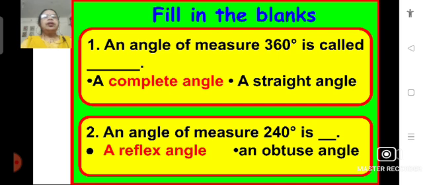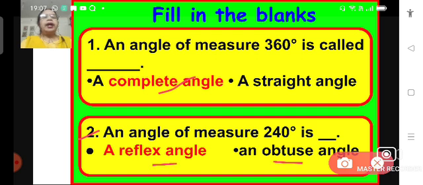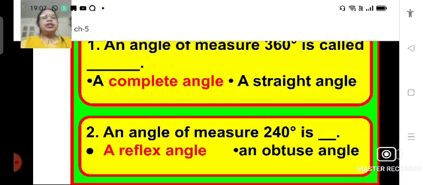Next question is fill in the blanks. First one, an angle of measure 360 degree is called a complete angle. We know that angle of measure 360 degree is a complete angle. Second one, an angle of measure 240 degree is a reflex angle or obtuse angle. We know that angle of measure more than 180 degree is a reflex angle. So this is a reflex angle. Reflex angle is the correct option for this.